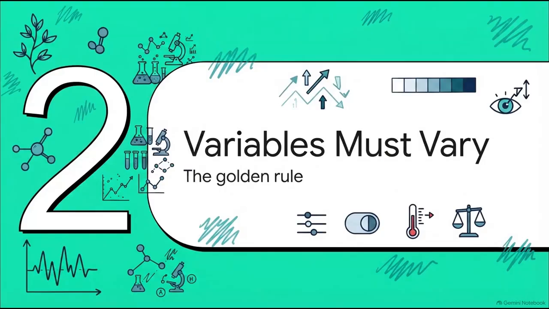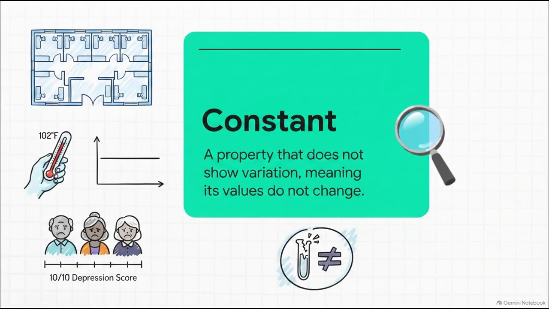Moving on to Section 2, why variables must actually vary. Now that we've got our variables, here's the golden rule. They actually have to change to be useful. If they don't vary, well, you're dealing with a constant.